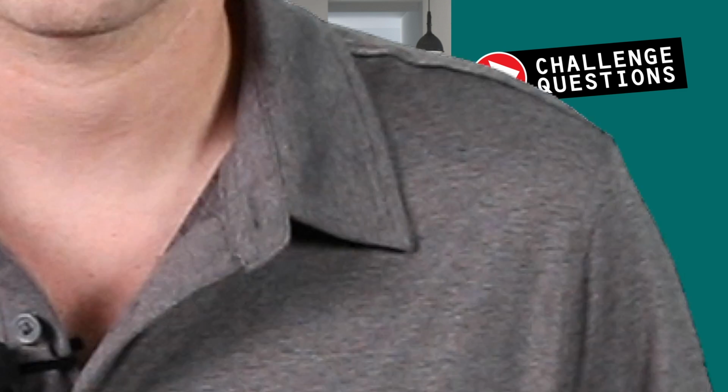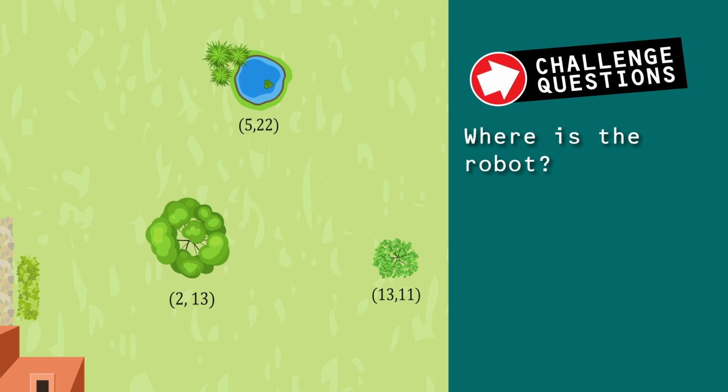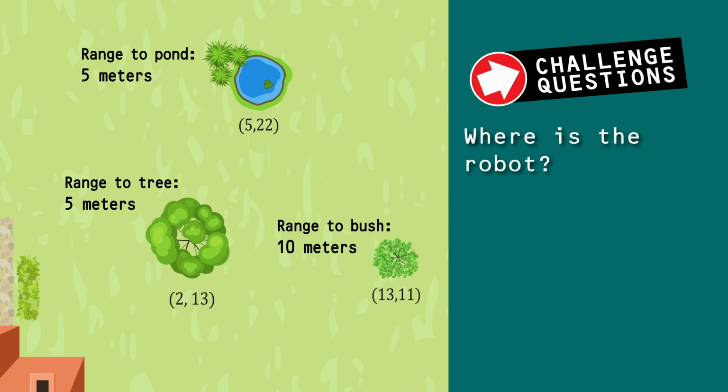Now get your pencils ready for today's challenge questions. This week's challenge question is, if our robot had moved farther along in the yard and it was now 5 meters from the tree, 10 meters from the bush, and 5 meters from the pond, where is it? Again, the tree is at 2, 13 and the range is 5 meters. The bush is at 13, 11 and the range is 10 meters. Finally, the pond is at 5, 22 and the range is 5 meters. What is the robot's position?